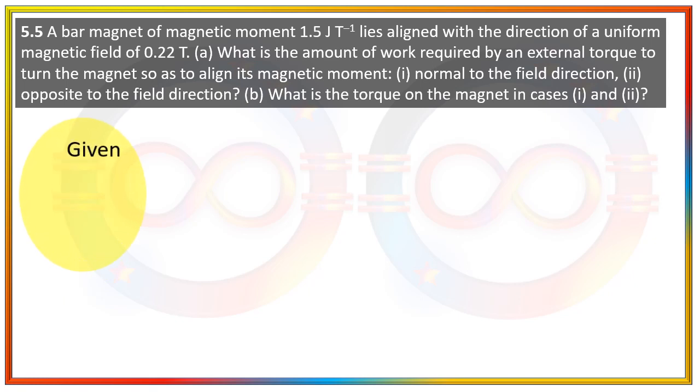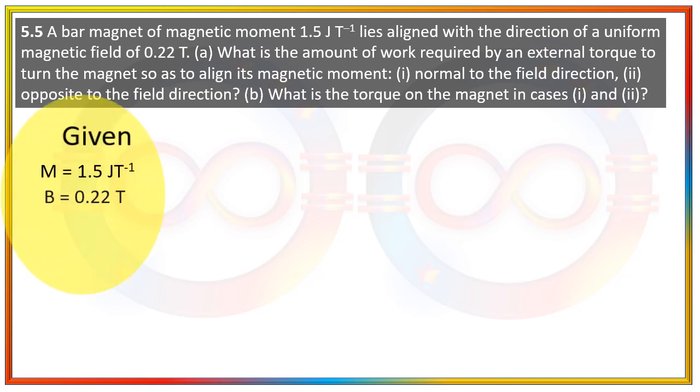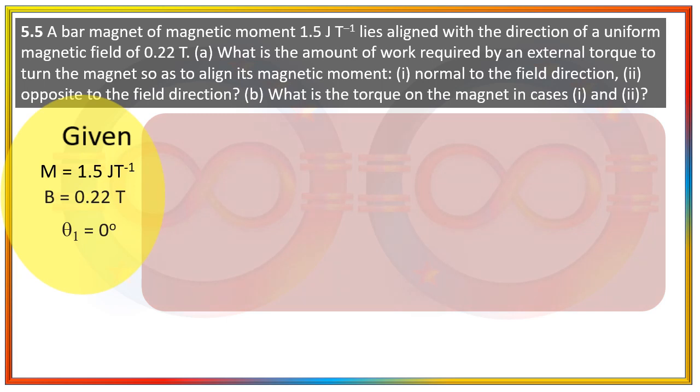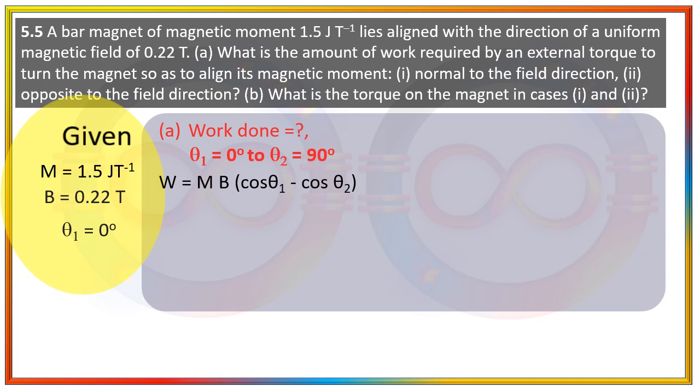So the things which are given here are the magnetic moment m and the magnetic field B. Theta 1 is 0 degree. What we have to calculate in case 1 is normal to the field direction. So theta 1 is equal to 0, normal means perpendicular, so theta 2 is equal to 90 degree. Once we take theta 1 as 0 and theta 2 as 90 degree, we will calculate the work done by taking the formula mB (cos theta 1 minus cos theta 2). That is the potential energy or the work done in rotating a particular dipole.